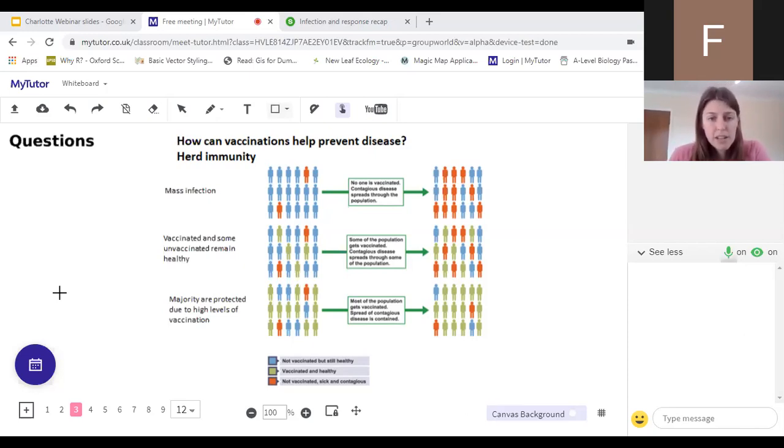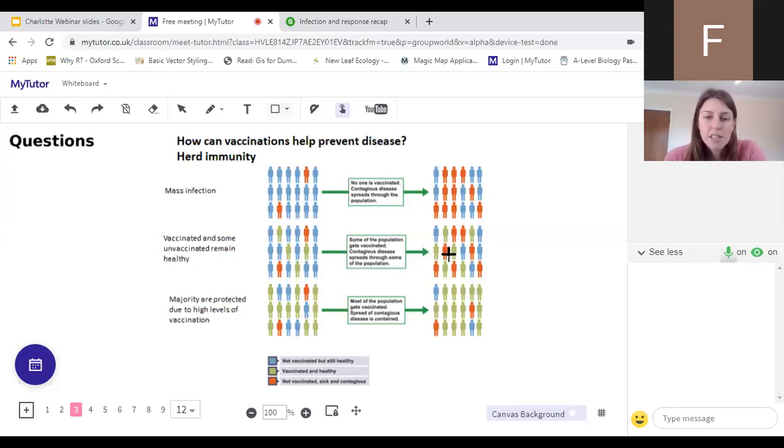So if we've got a vaccine, we've got a few of these green people in the scenario now. So green people are vaccinated and healthy. And you see they're spreading among the vaccinated and healthy, the unvaccinated and healthy, and the unvaccinated and sick people. Some of the population gets vaccinated. Contagious disease spreads through some of the population. But you can see, so the red people are the people that have been infected, and you can see that there's less of them in this scenario than in the one above.